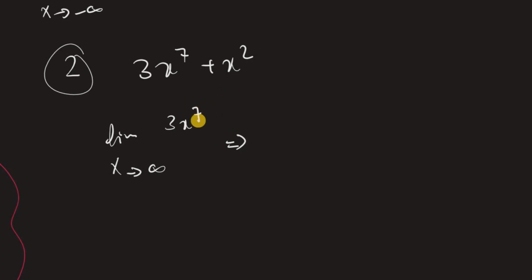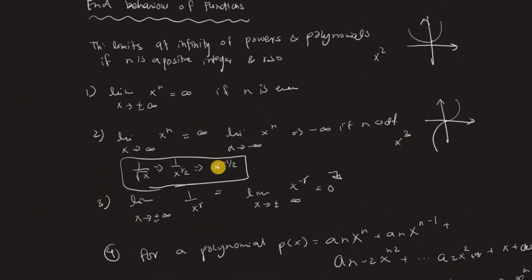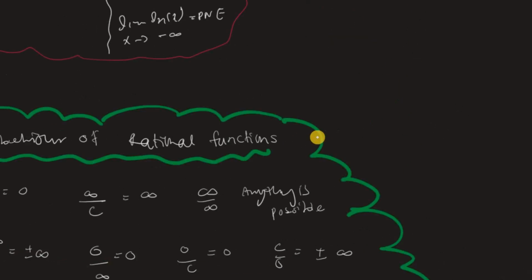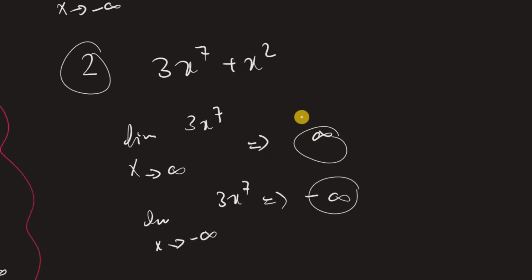Since this is an odd function, remember what I told you about odd functions: if we approach from infinity, that would be infinity, and if you approach from negative infinity, that would be negative infinity. So if you're approaching from infinity, the answer is infinity. And for the same question approaching from negative infinity, the answer would be negative infinity. All right, so now we're done with this one as well.